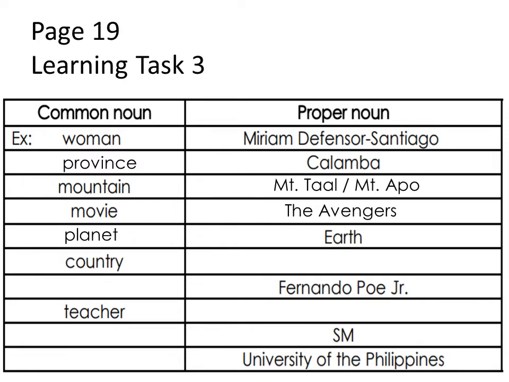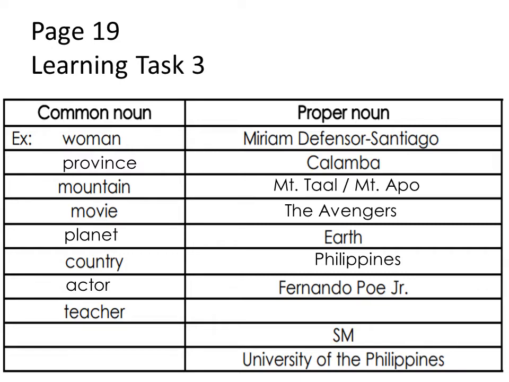The next one in common noun is country. Now, can you think of a name of a country? Very good. Maybe you could write Philippines, Dubai, Singapore, Korea, like that. Next, let's go to the next one, common noun. On the other side, in the proper noun, it's Fernando Poe Jr. Well, maybe some of you don't know him, but he was actually an actor. So the common noun here is actor.